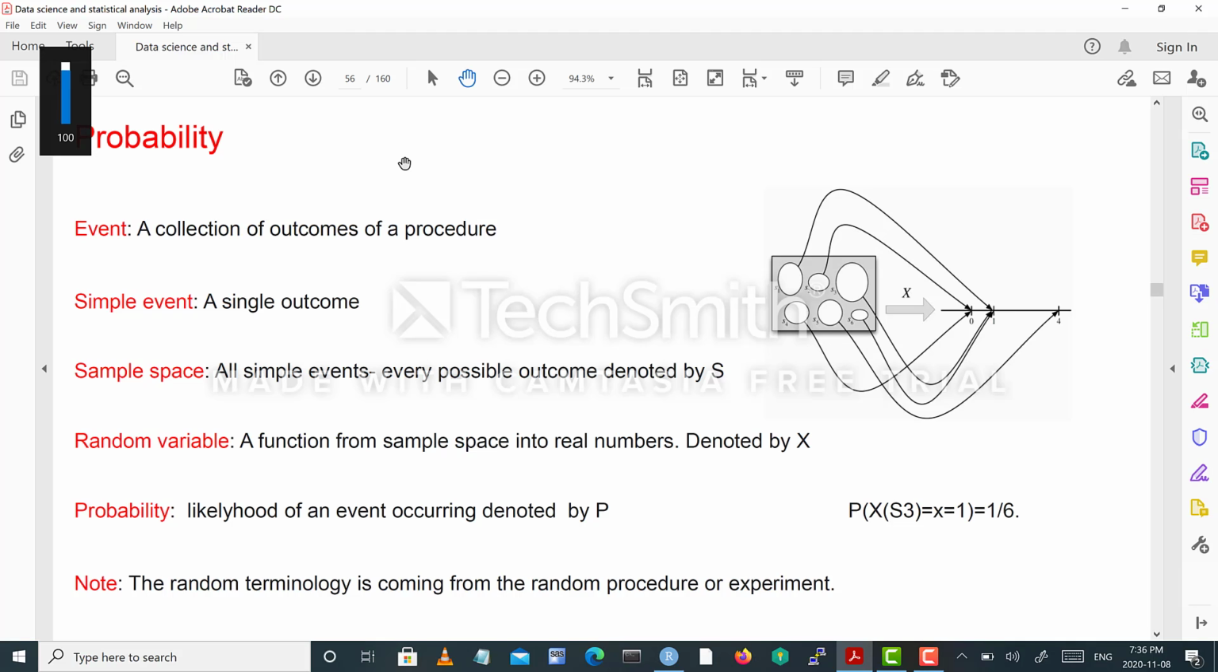Note, the term random comes from the random procedure or experiment. It means that the experimental procedure is random, and because of that we call it a random experiment or random sampling.